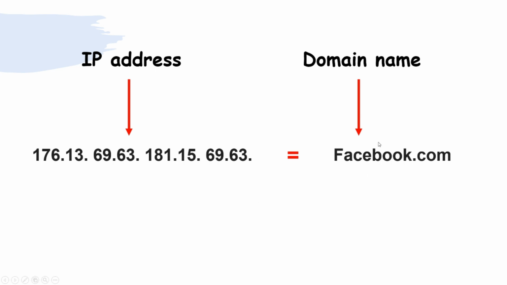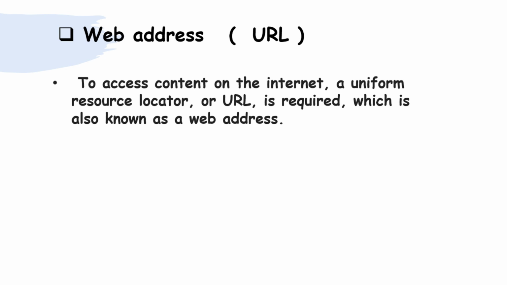Now, if we take youtube.com, there's another IP address. Now, the next one, web address. We are telling URL also to the web address. Let's see. To access content on the internet, the Uniform Resource Locator or URL is required, which is also known as a web address. Web address is somewhat long and somewhat complex than IP address and the domain name.